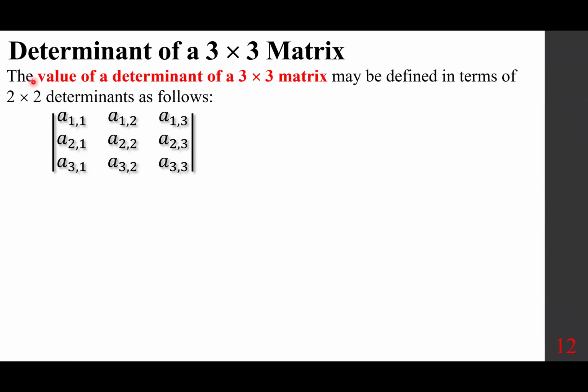Determinant of a 3 by 3 matrix. The value of a determinant of a 3 by 3 matrix may be defined in terms of 2 by 2 determinants as follows. So if you have a 3 by 3 and you're going to call this A11, A12, A13, A21, A22, A23, A31, A32, A33. Remember, first we go with the row, then with the column. So distinguish between these two. This means row 1, column 2. This means column 2, row 1.